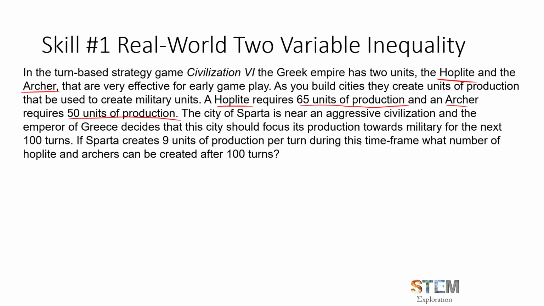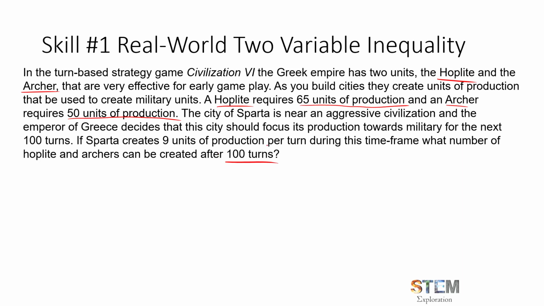Okay, and so what we're going to do is we're going to create a two-variable inequality. We're going to graph it to look at these possibilities of the combination between archers and hoplites that can be produced during this time frame. So how do we do this? We've got to figure out some information whenever we're looking at this, and to get started we have to make our original inequality that we want to base this off of.